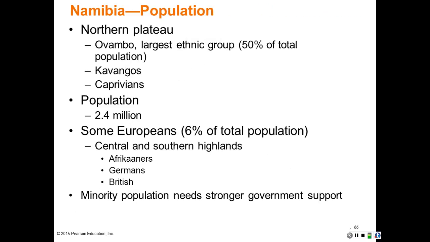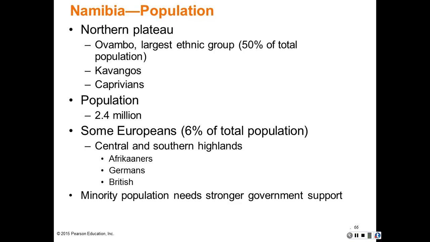The Namibian population of the Northern Plateau, the Ovambo, is the largest ethnic group, as well as the group that has the greatest governmental powers, and is about 50% of the total population. The remainder of the population is primarily Kavangos and Caprivian. There is some European population remaining in the region, kind of remnants of colonial periods.